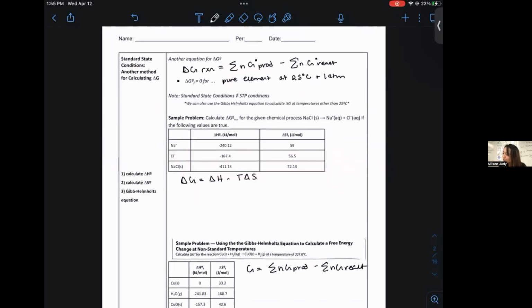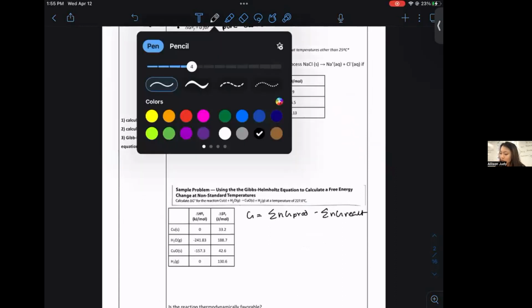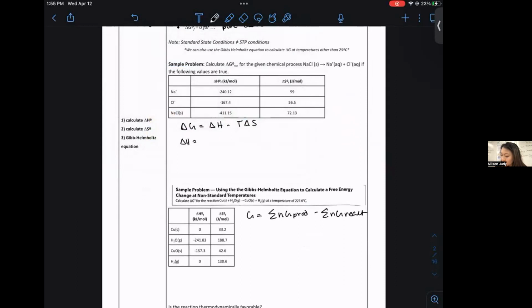Okay. For this problem, you should have realized that you had to figure out the enthalpy for the process. So you would have calculated H individually, then S individually, and then G individually. The change in H for the reaction is products minus reactants. So what is that? H is negative 167.4 plus Na negative 240.12.